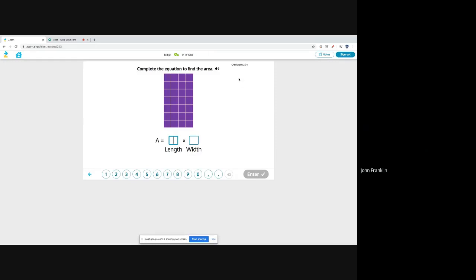So we've already done some of this, but we'll still pick it up. So area equals length, which we know to be 7, times width, which we know to be 4. Enter. We got it. 7 times 4, we know to be 28.